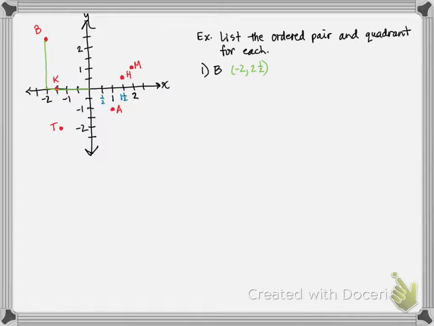Now, what quadrant is he in? Well, remember, upper right is 1, upper left is 2, bottom left is 3, and bottom right is 4. So how I would label it is Q, and then Roman numerals 2. Okay, let's try another one.